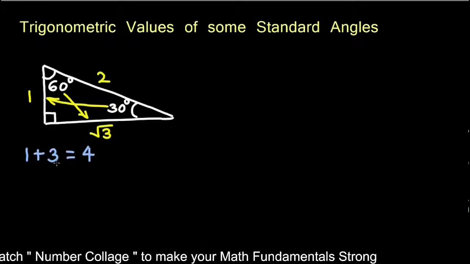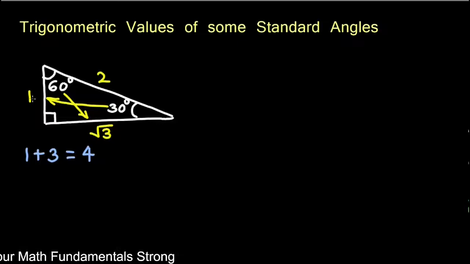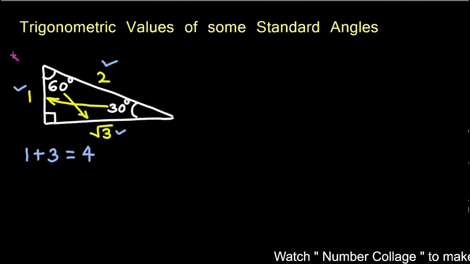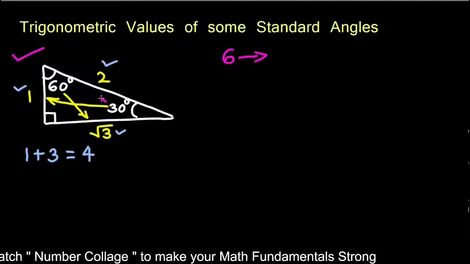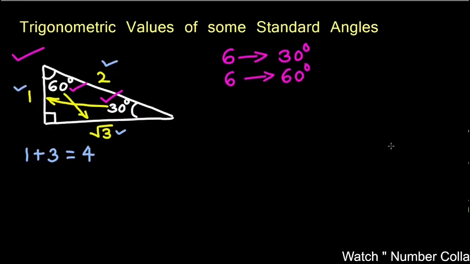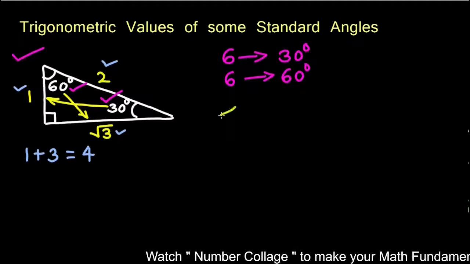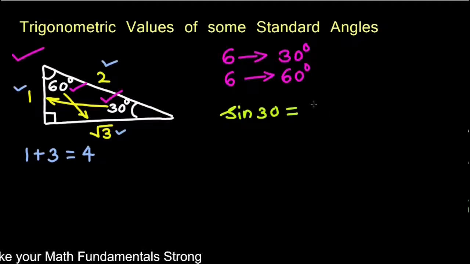So therefore 1 plus 3 equals 4. Hence the values which we have assigned here follow the Pythagoras theorem. Therefore these values are correct values. If we know basic definitions of the trigonometric ratios, then from this triangle we can remember 6 trigonometric values for angle 30 degrees and 6 trigonometric values for this angle 60 degrees.